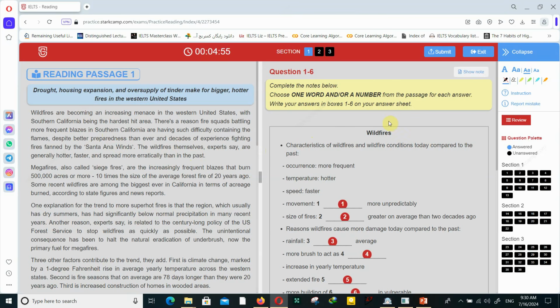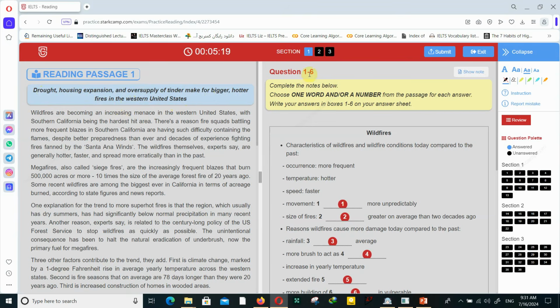So, what is my strategy? First, I'm going to read the title. Unfortunately, there is no title in here, but the title of this passage is The Mega Fires of California, and this is the subtitle actually. Drought, housing expansion, and oversupply of tinder make for bigger, hotter fires in the western United States. So try to imagine these situations, okay?